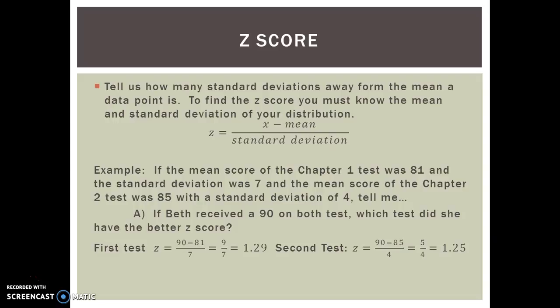X minus the mean over standard deviation. 90 minus 81 over 7 gives me 9 over 7, which is 1.29. The second test was 90 minus 85 over 4, 5 over 4, which is 1.25. So she pretty much is very similar. Okay, her z-score of the first one is 1.29, and her z-score of the second one was 1.25.